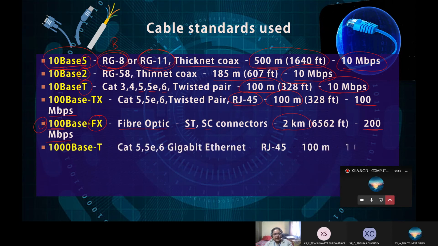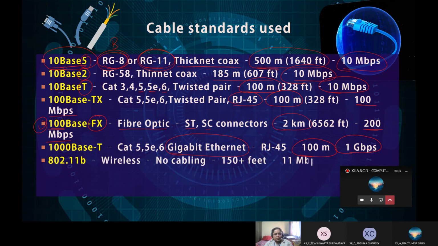1000 base T, Cat 5, 5E, 6, gigabit Ethernet. Because it can carry data at the rate of 1 Gbps, it is used for gigabit Ethernet, where you want to create a very high speed LAN, and its maximum segment length is 100 meters.